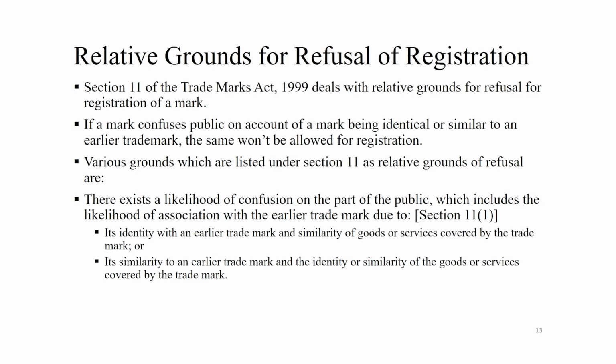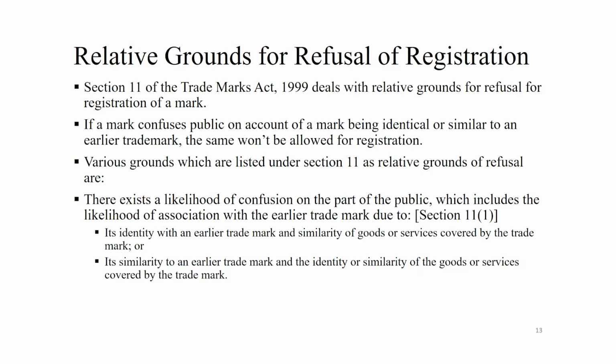It is only that the mark, if registered, may lead to confusion, may lead to deception. So, it is because of those aspects that you have certain grounds for refusal of registration of a trademark. It is there in section 11 of Trademarks Act 1999. If a mark confuses the public on account of the mark being identical or similar to an earlier trademark, the same won't be allowed for registration.